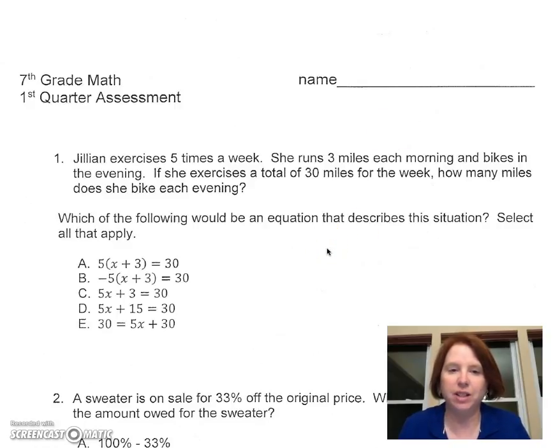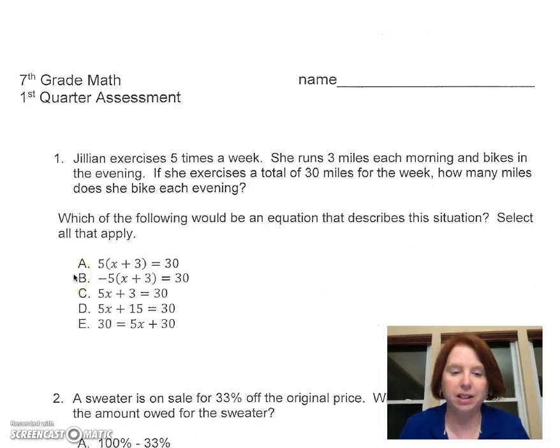Jillian exercises 5 times a week. She runs 3 miles each morning and bikes in the evening. If she exercises a total of 30 miles for the week, how many miles does she bike each evening? Which of the following would be an equation that describes this situation? Select all that apply. Letter A, 5(x + 3n) equals 30.